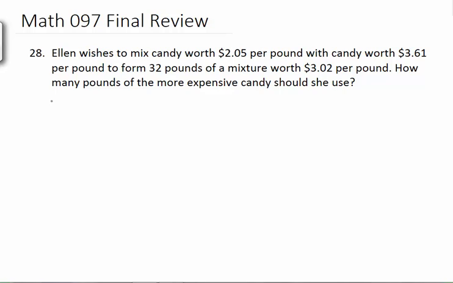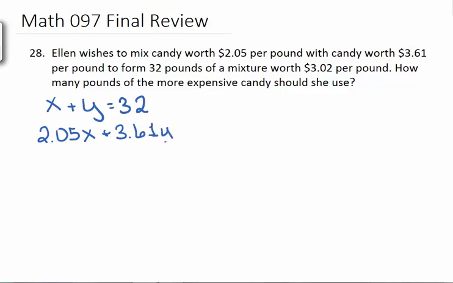28. Ellen wishes to mix candy worth $2.05 per pound with candy worth $3.61 per pound to form 32 pounds of a mixture worth $3.02 per pound. How many pounds of the more expensive candy should she use? So first off, if we take the first candy and add the second one, we want to total up 32 pounds of candy. The second thing we know is their price. 2.05 times how many pounds we have of candy 1 plus 3.61 times how many pounds we have of candy 2 should be equal to 3.02 times how many pounds we have of the mixture.